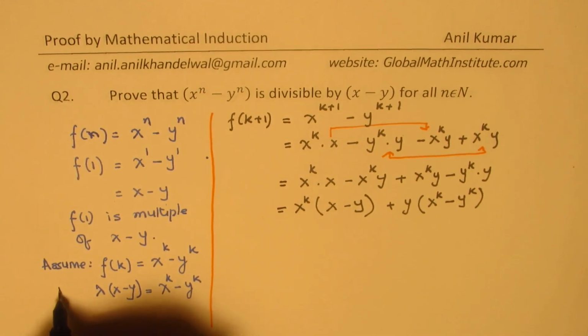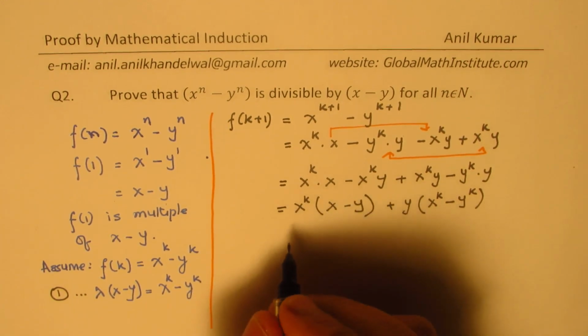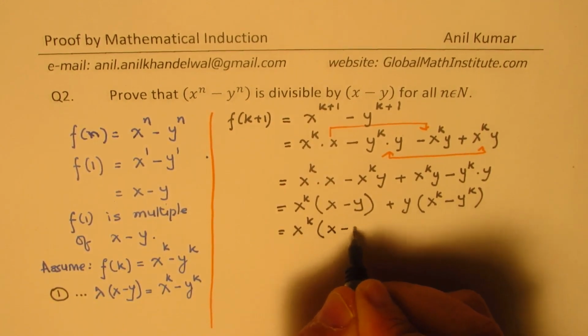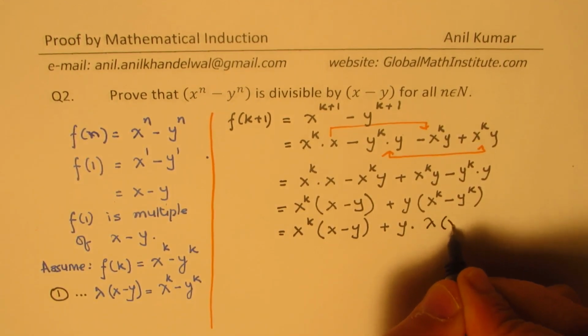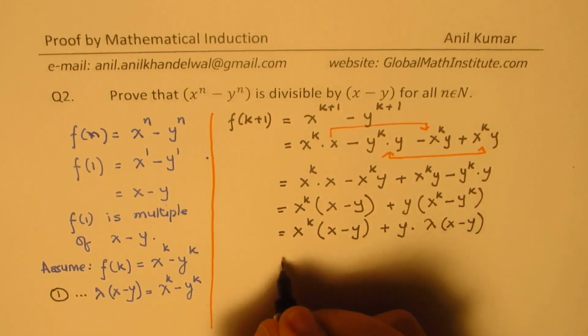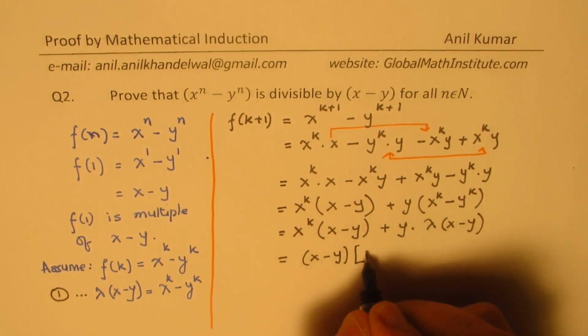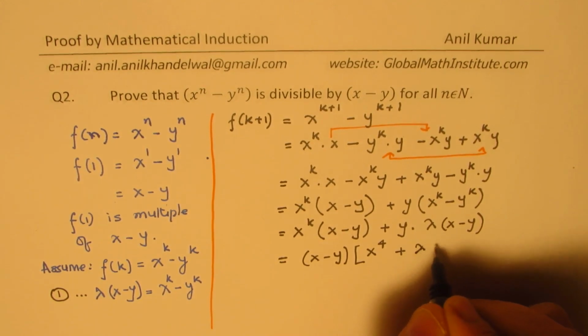Now this statement here, which is our assumption, is that f of k is true. Now that is that x to the power of k minus y to the power of k is lambda times x minus y. So we can substitute that here. So what we get here is x to the power of k times x minus y plus y times lambda times x minus y. So x minus y becomes a common factor. And what we get here is x to the power of k plus y times lambda, or lambda y.